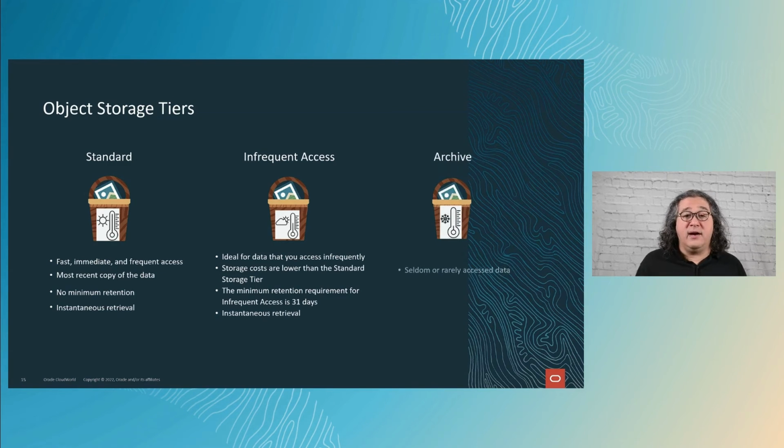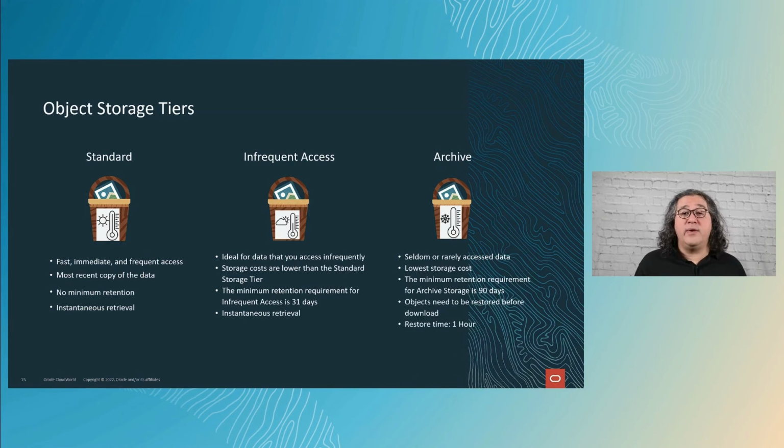The third tier is the archive storage or cold storage. It stores seldom and rarely accessed data, but that must be retained and preserved for long periods of time. You have a minimum retention requirement for archive storage of 90 days. Objects need to be restored before you can download them. An archive bucket can't be upgraded to standard storage. And the time for the first byte after the archive is restored is 1 hour.